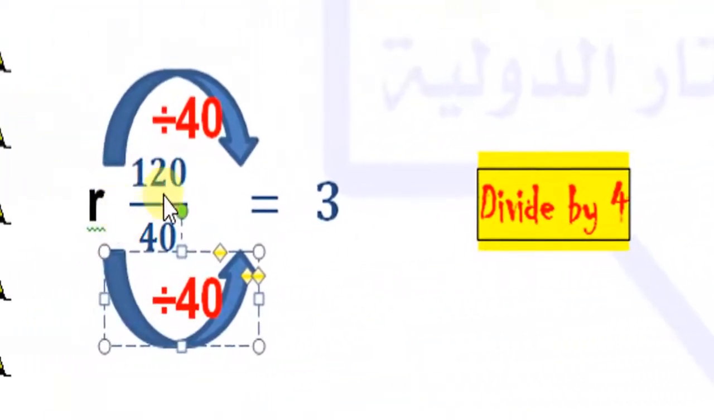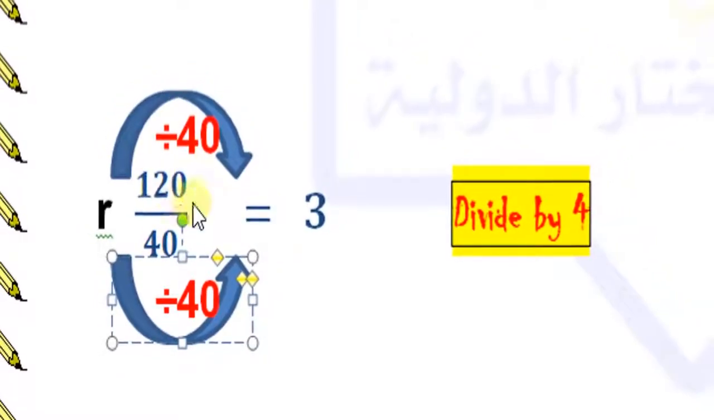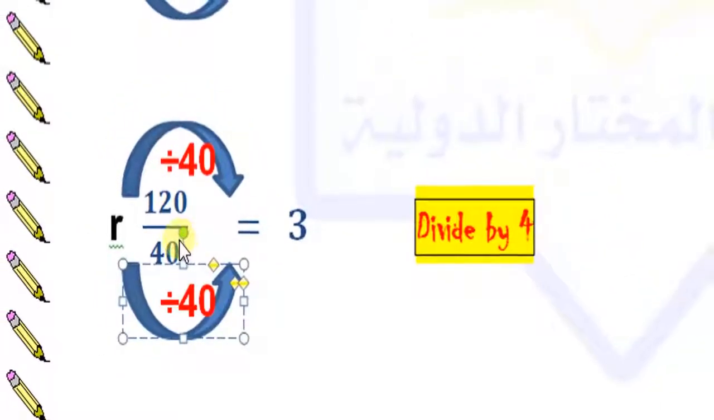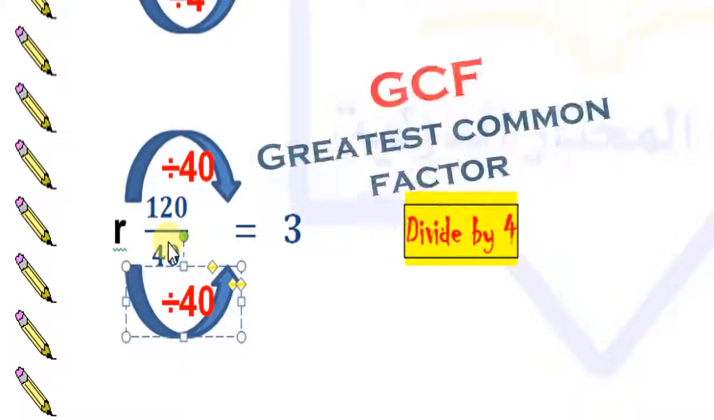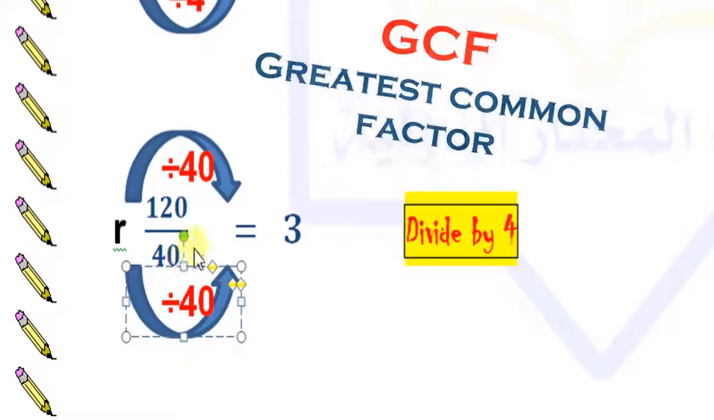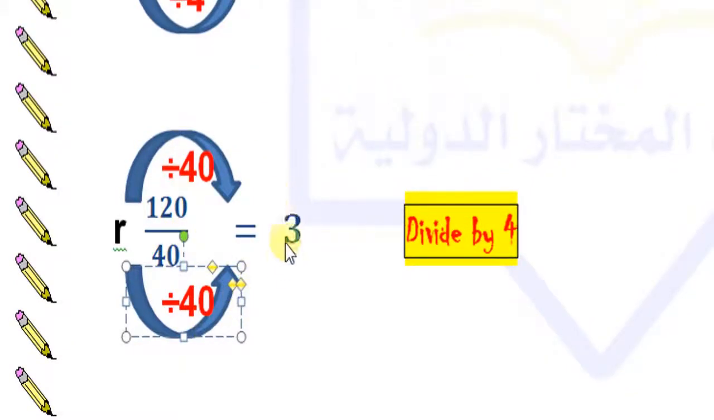Now for R here, we have 120 over 40. We need to find a common factor for both that is divisible for numerator and denominator. We actually found that 40 is the common factor, or let's say the greatest common factor here. So we divide by 40, we get 3 right away, because 40 divided by 40 is 1, and 120 divided by 40 is 3. And that's all for question number 6.